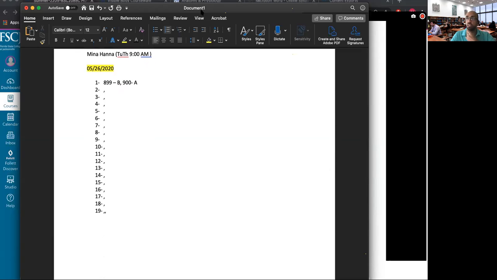So keep usually a backup copy on a flash drive, on another hard drive. Make multiple copies that get updated every week for you to not lose this document.